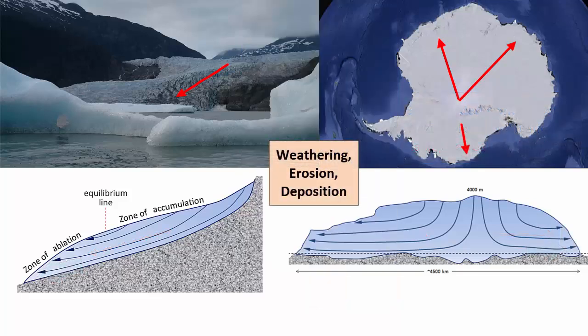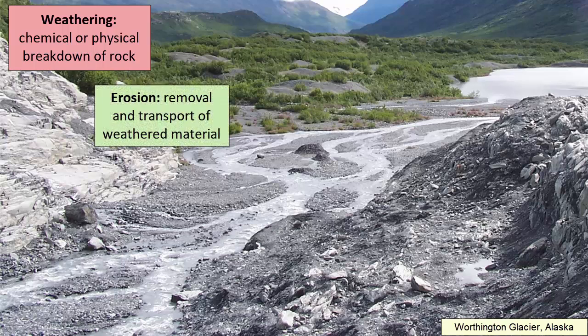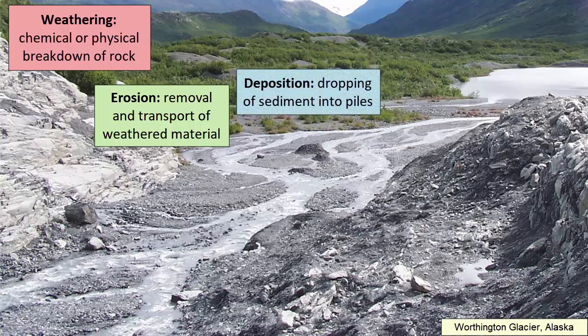As glaciers move, rocks are weathered, eroded, and deposited. Let's look more closely at that work and the landforms that result. To review, the breaking down of rock chemically or physically is called weathering. The term erosion means the physical removal of rock fragments from one location and transport of them to another location. The dropping of the rock into a new location is called deposition.